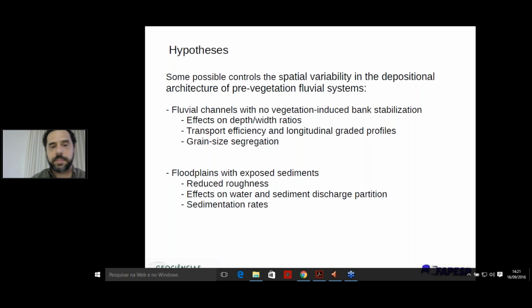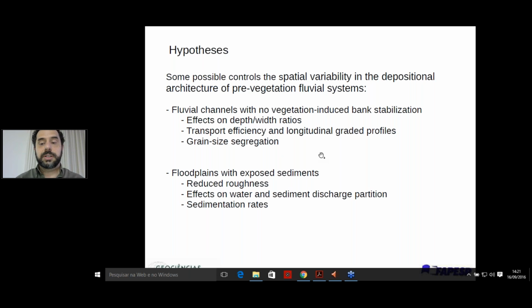So we just wanted to think in terms of this larger scale spatial variability, what would be the implications of some things we do know about the different behavior of fluvial systems, and one of them is known since the 70s, which is that the lack of bank stabilizing vegetation causes those fluvial channels to be much wider and therefore shallower for the same discharge, and that would have strong effects on the transport efficiency regarding sediments. Of course, that would result in different patterns of grain size segregation along stream.